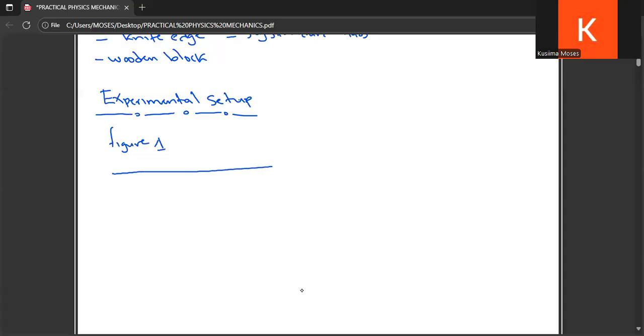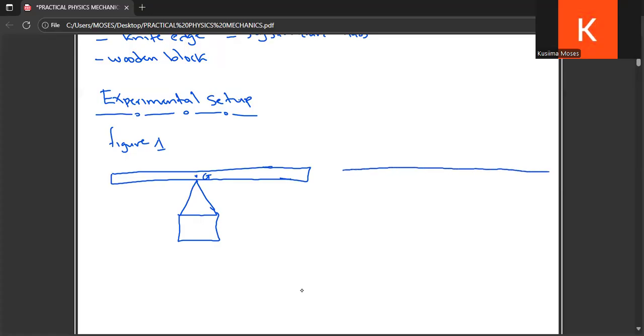So in figure 1, we're looking at getting the center of gravity of this meter rule. This is our figure 1. Now this is going to be our center of gravity. Now figure 2, this is where it shall be. This is going to be our working diagram, figure 2, what you're going to be using in the experiment.